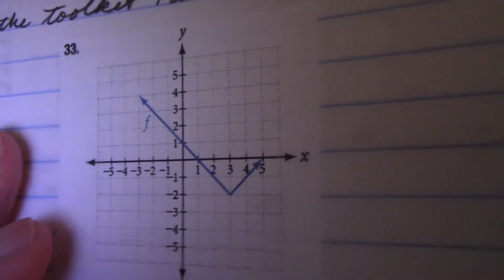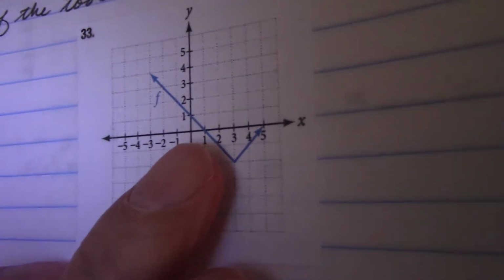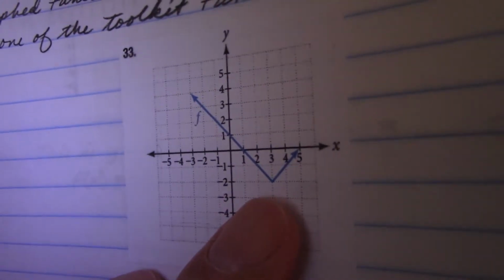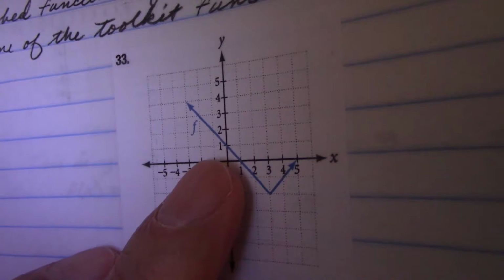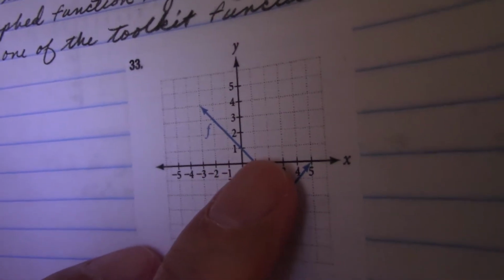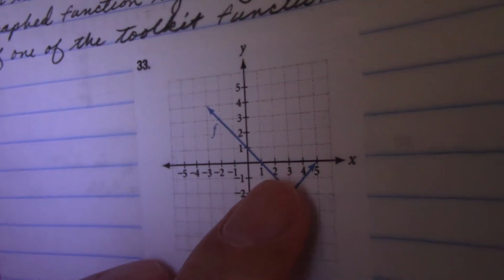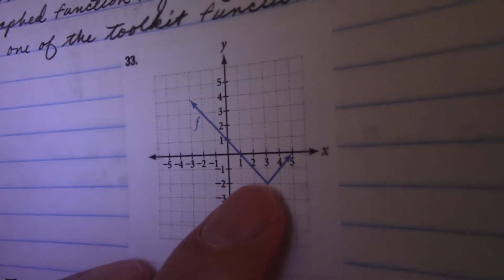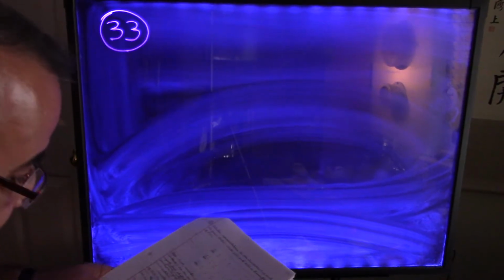So if you look, what's going on? Looks like we have a shift to the right and then a shift down. You take the vertex of the absolute value function, which is at 0, 0, and you shift it right. How many? Looks like 3 units, and down 2 units. So shift to the right 3 and down 2.